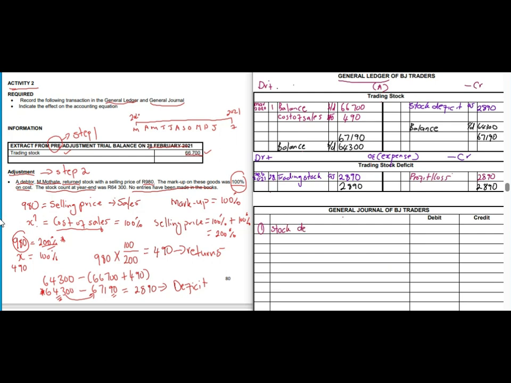Meaning we are going to write stock deficit. Stock deficit is debited with how much? 2,890.